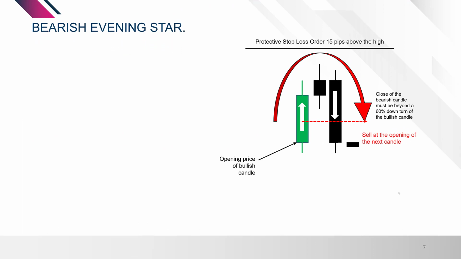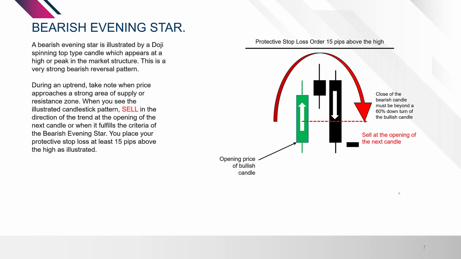Now let's look at a bearish evening star. A bearish evening star is illustrated by a doji spinning top type candle which appears at a high or a peak in market structure. This is a very strong bearish reversal pattern. So you must understand that when you're in a position to identify an evening star, take note of where price is in relation to market structure.